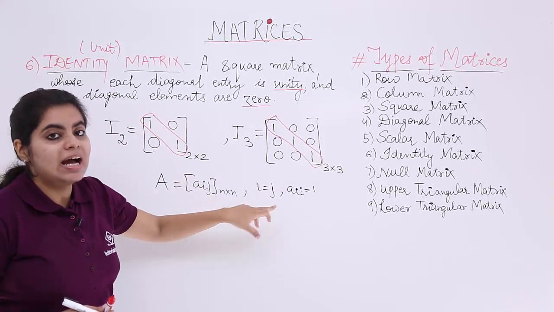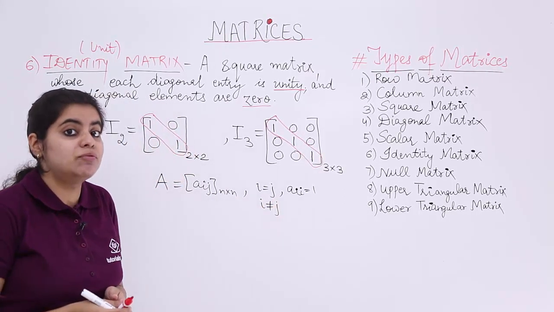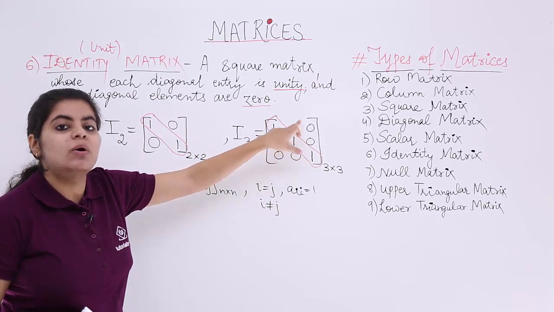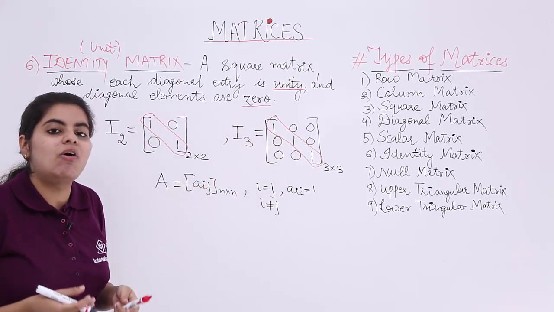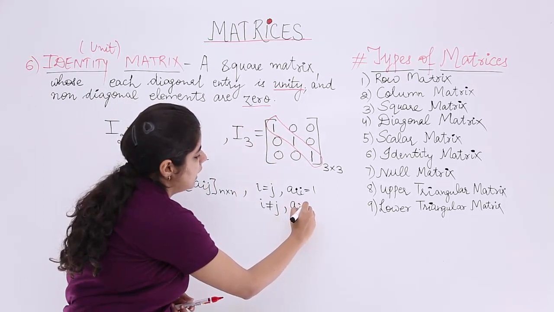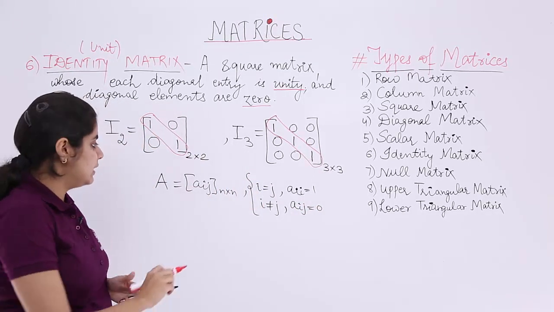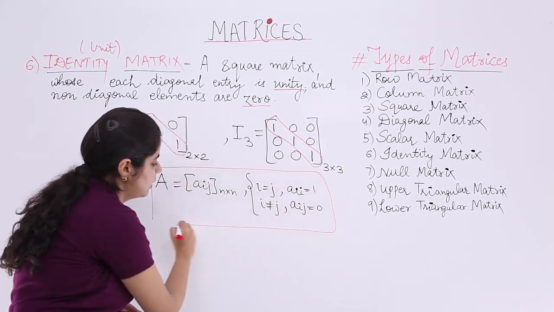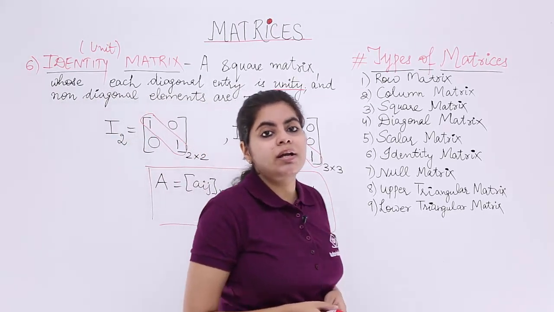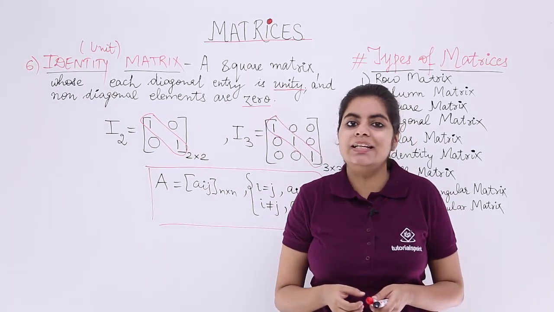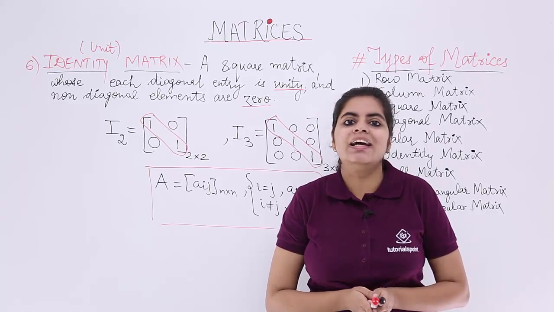What about the other case when i and j are not equal? Suppose I am talking about A21 or A12. When i and j are not equal, the entries are 0. So the non-diagonal entries are 0. So my Aij is equal to 0, and this is the mathematical representation, or the mathematical denotation, of the identity matrix. Summarizing, an identity matrix is a unit matrix. It is a type of diagonal matrix wherein the entries in the diagonal are all equal and they are equal to 1.